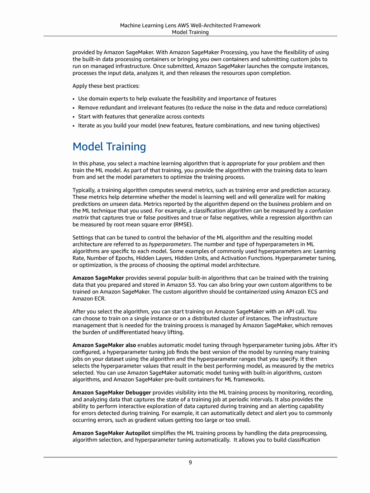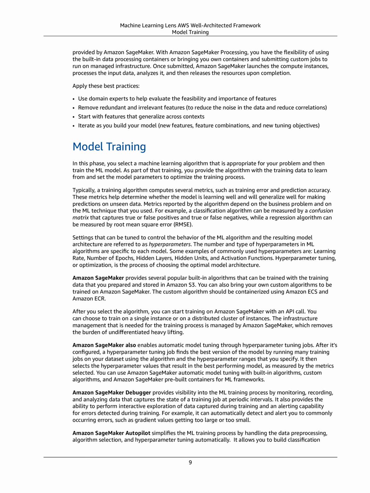Amazon SageMaker Debugger provides visibility into the ML training process by monitoring, recording, and analyzing data that captures the state of a training job at periodic intervals. It also provides the ability to perform interactive exploration of data captured during training and an alerting capability for errors detected during training. For example, it can automatically detect and alert you to commonly occurring errors, such as gradient values getting too large or too small.